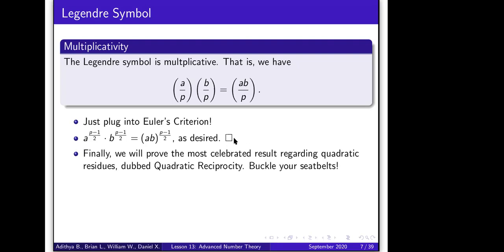But we'll move on. After this, we're going to prove one of the most celebrated results regarding quadratic residues, which is called quadratic reciprocity. This is going to be a very hard, very involved proof, so just tell me in the chat whenever I need to slow down. But let's get started then.